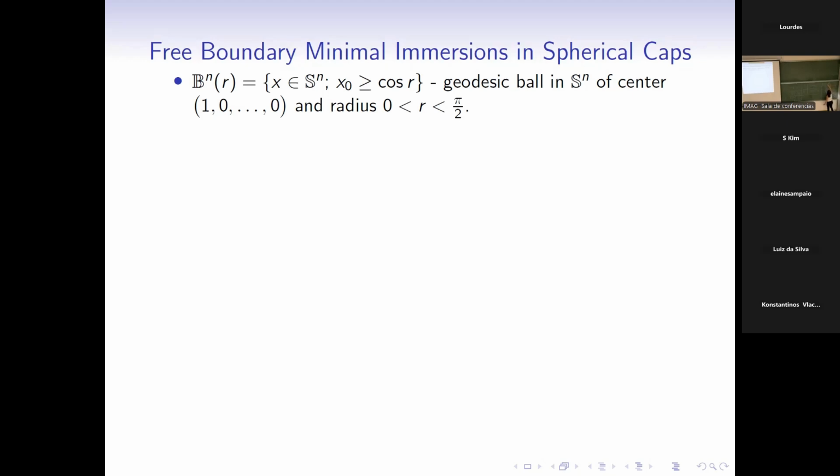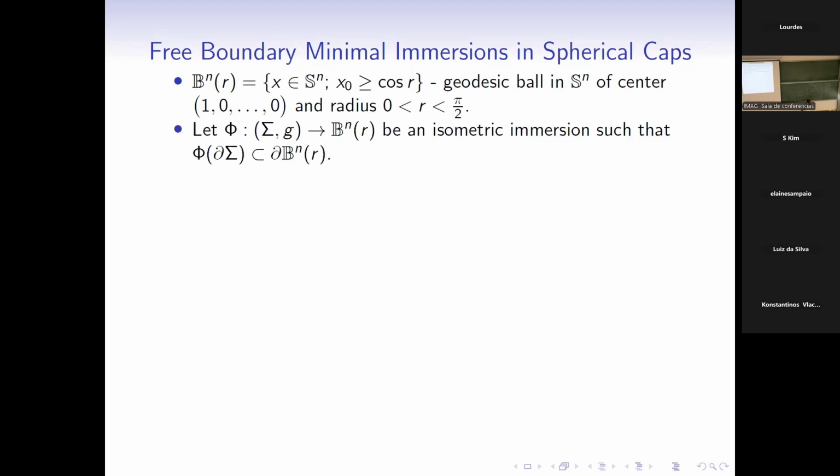So this is your spherical cap of radius r, and you know that the boundary here is just the intersection of your sphere with the plane x naught equals a constant. Okay, so the boundary is contained. Okay, so that's the space where we'll be working on, a compact Riemannian surface with boundary, a Riemannian manifold with boundary.